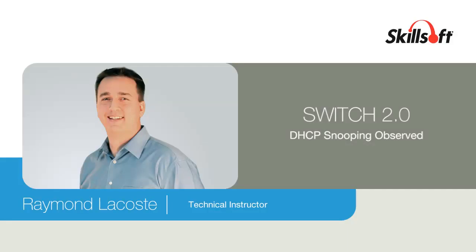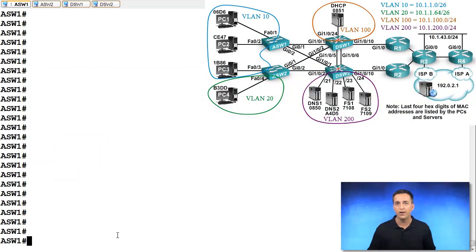Let's set up DHCP snooping in our environment. Right now, the DHCP server is handing out IP addresses to those clients in VLAN 10. But we want to make sure that we protect the distribution of those IP addresses. We don't want any rogue DHCP servers to come into our environment at any point in time.